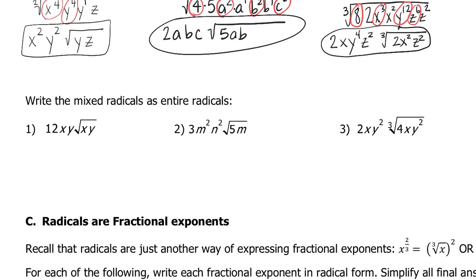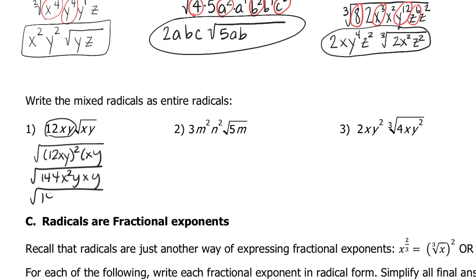Okay, now we're going to go from mixed to entire. So the same idea. If I want to put these things back underneath, I'm going to have to square them. So it's going to be 12xy squared times xy. So this will become 144x squared y squared times xy. Then put together my x's and my y's. Oopsie, that should be a y squared. This should be a y cubed. 144x cubed, y cubed.